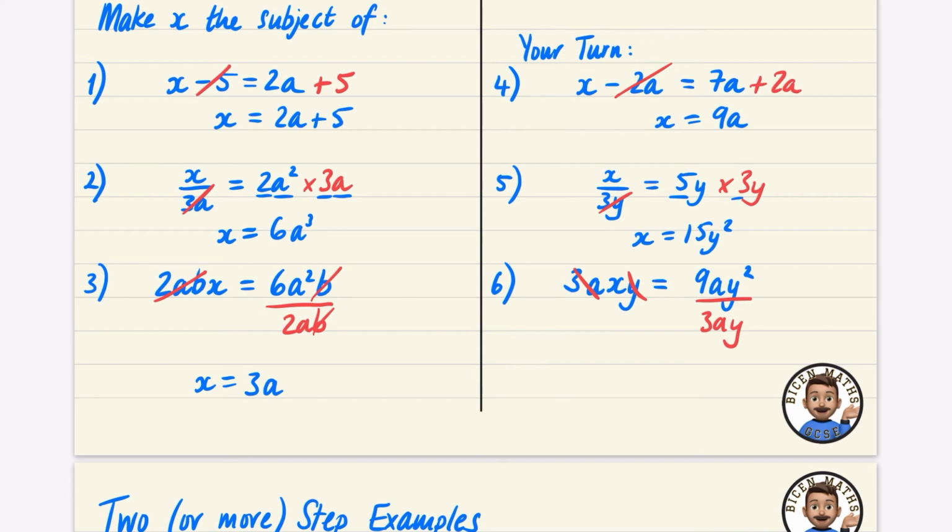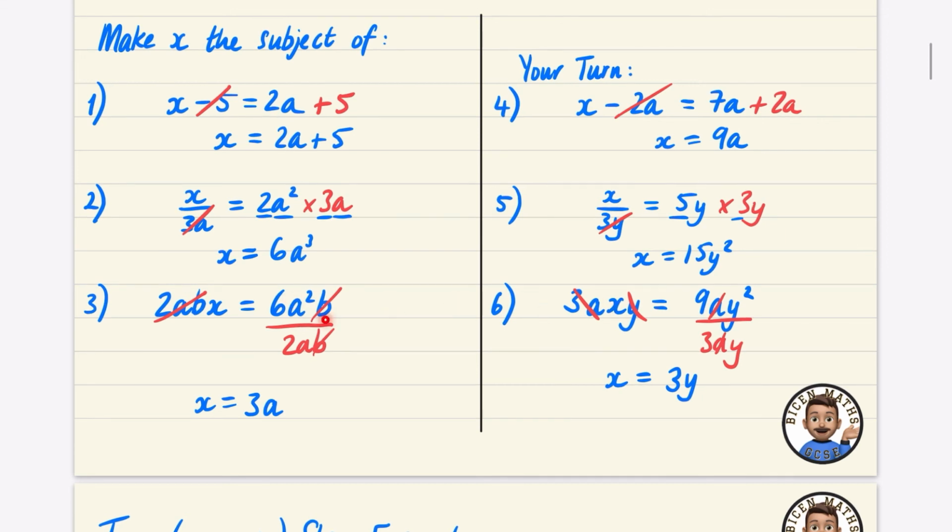Okay, so that would leave me with the left-hand side as an X. The 9 divided by 3 is going to be 3. The A's in this case are going to cancel, so I just get a Y squared divided by Y, which is just 3Y. So I think these bottom ones are perhaps the trickiest, especially this one over here. We could have divided by 3AY all at once rather than having to do 3A and then Y, because that gets a little bit messier.